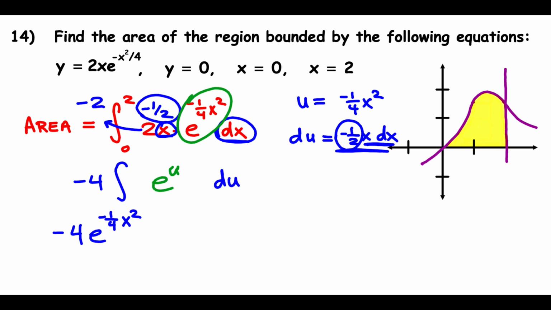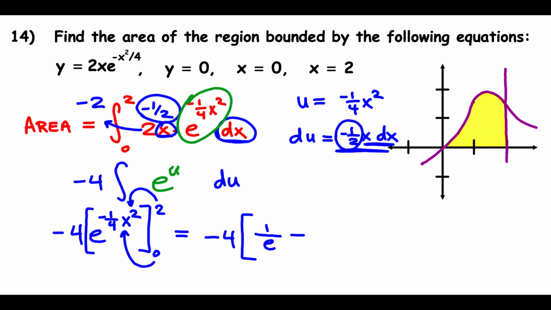Okay, we want to find that area. We want to find the area from 0 to 2. I decided to keep the negative 4 out of things for now. That'll just be easier for me personally. In goes the 2 first. That's going to be e to the negative 1, or 1 over e if you prefer. Minus, because that's what we do, first fundamental theorem. Put the 0 in. It'll be e to the 0, which of course is just 1.